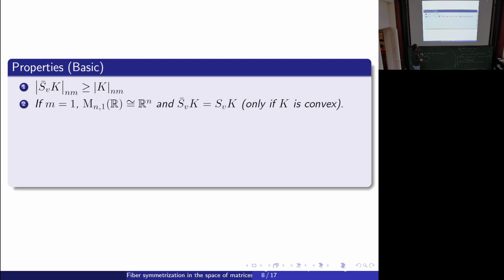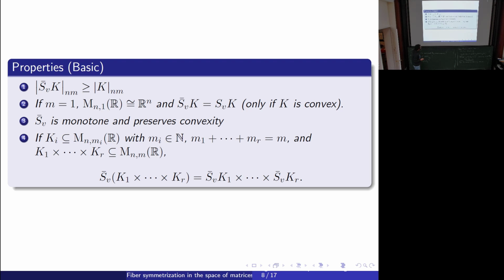Then if m is 1, then the set of matrices of only one column is just R^n, and this symmetrization is the usual Steiner symmetrization. Then it preserves convexity and it preserves inclusions.